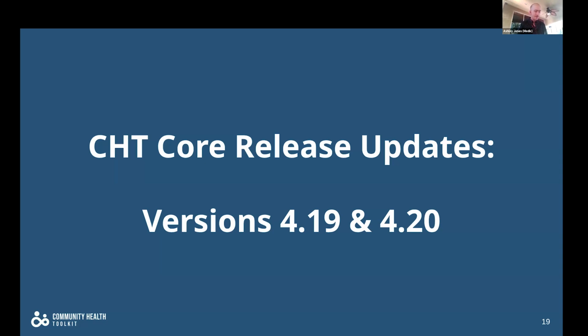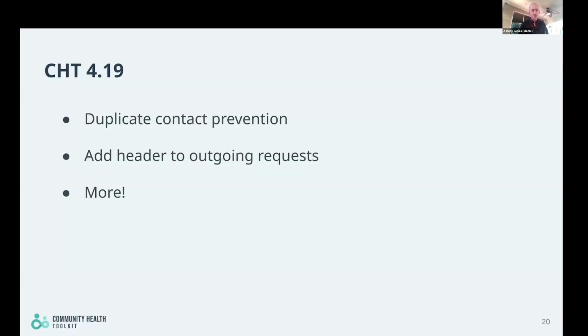So I'm Ashley Jones. I'm a developer relations engineer, and I'd like to talk about version 419 and 420, some of which you just heard about from Anro. So 419 has two primary features: the duplicate contact prevention, which we just heard a wonderful presentation about and encourage folks to take advantage of. And then it also includes an outgoing header that's added to the request.